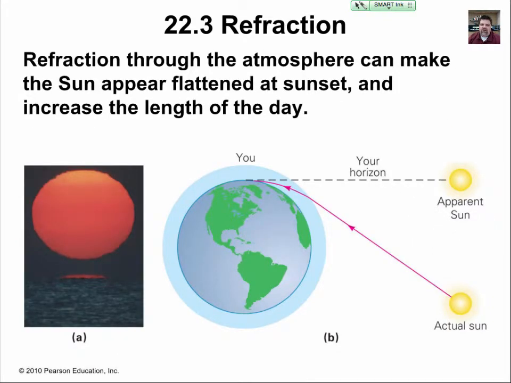So refraction can occur through the atmosphere and can make the sun appear flattened at sunset and increase the length of day. What that means is that the sun is actually here, the light rays are coming, and as they enter into the atmosphere, they get refracted, or the angle is changed. So the ray of light, instead of passing over the earth, actually stays and kind of hangs around. That's why at sunset you could still kind of see light even though the sun may no longer be visible across the horizon. So the sun appears to be here, but in reality the light is bent as it enters into the atmosphere.